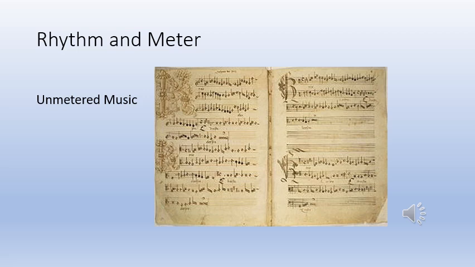That was a clip from a Kyrie, a part of a mass, from a guy named Palestrina from many hundreds of years ago. As you can see on your screen, it's a different way of notating music, but there are no bar lines. It would be really hard to group that piece of music and those strong and weak beats into a meter. So that was an example of unmetered music. Yes, it had a rhythm, but it didn't necessarily have a metric structure of four beats or repeating three beats, etc.